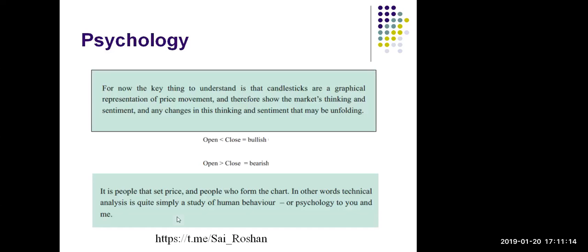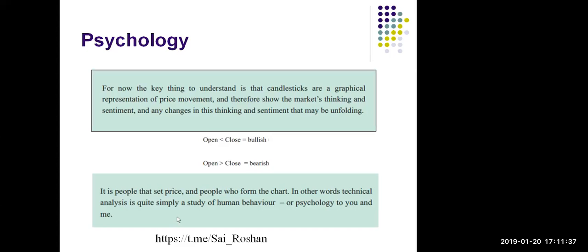Now the next point is, how do we use these candlesticks in our trading? Just to summarize, the key thing to understand is that candlesticks are a graphical representation of price movement, and they show the market's thinking and sentiments, whether it is bullish or bearish, and as time passes, it tells us how the sentiment is unfolding. So open less than close indicates bullishness, and open greater than close indicates bearishness.